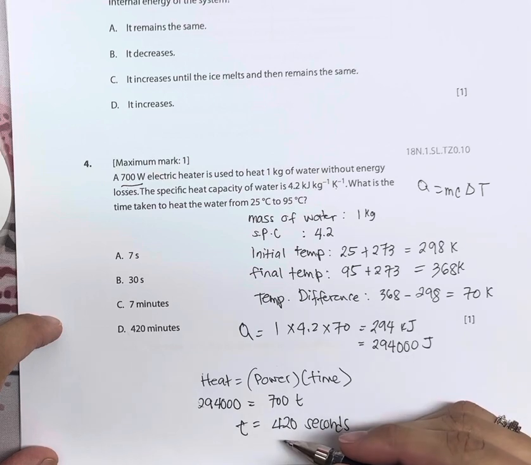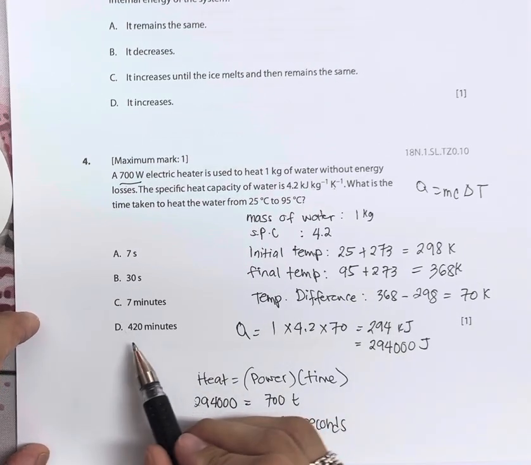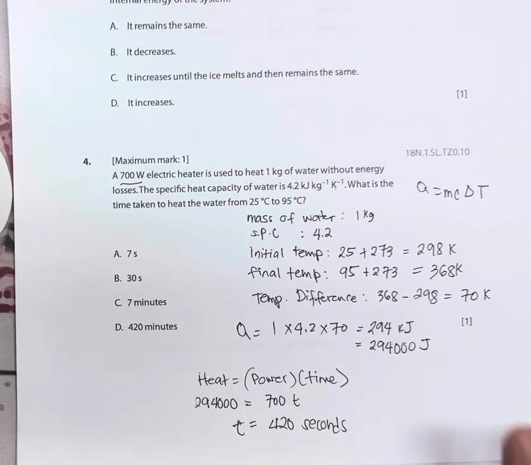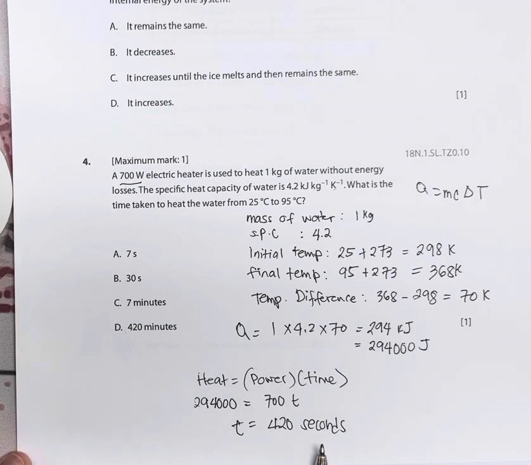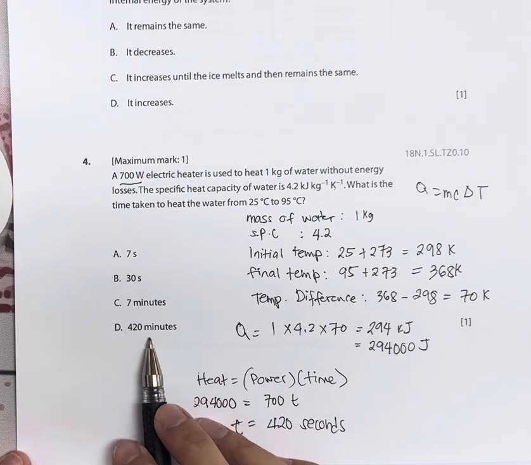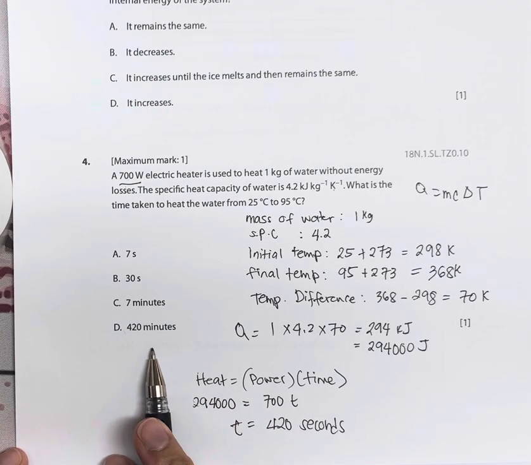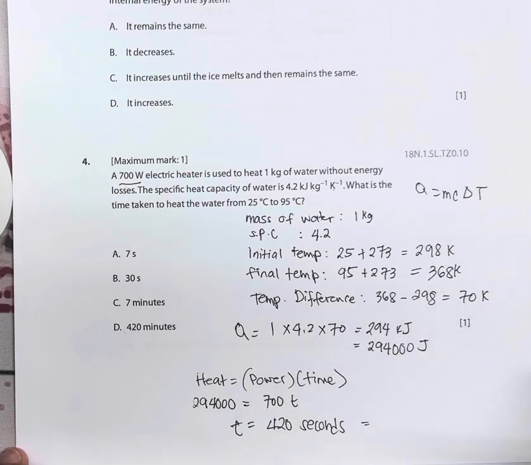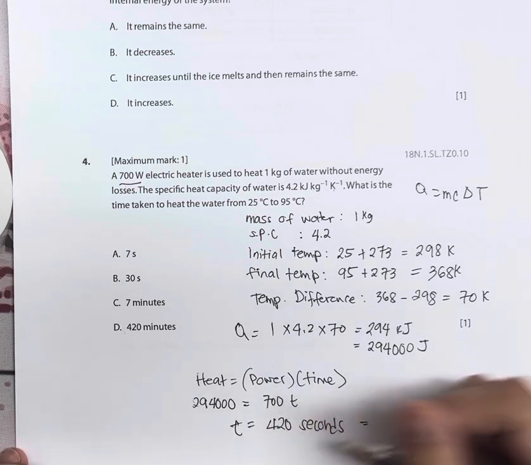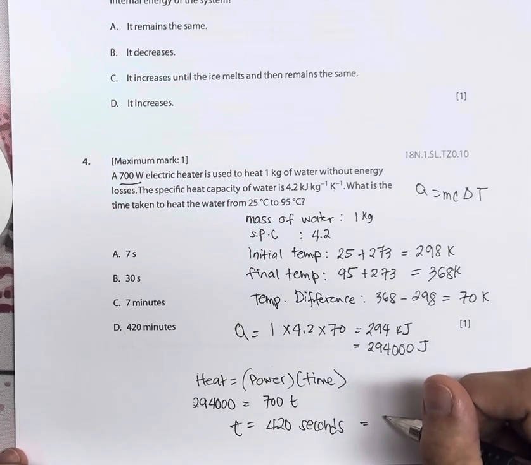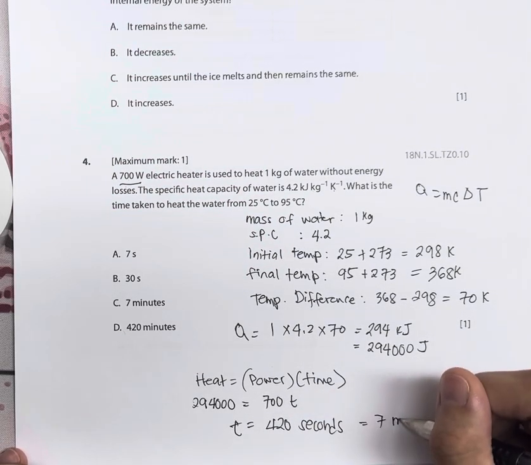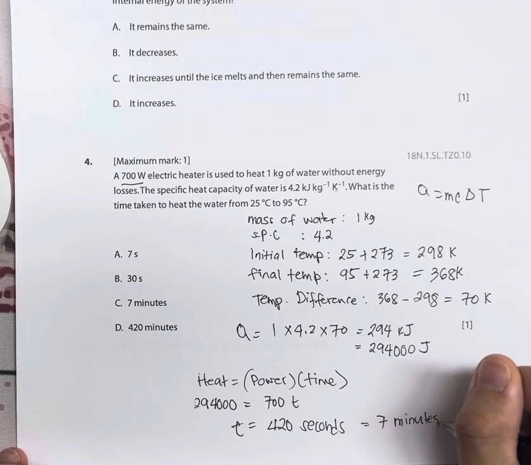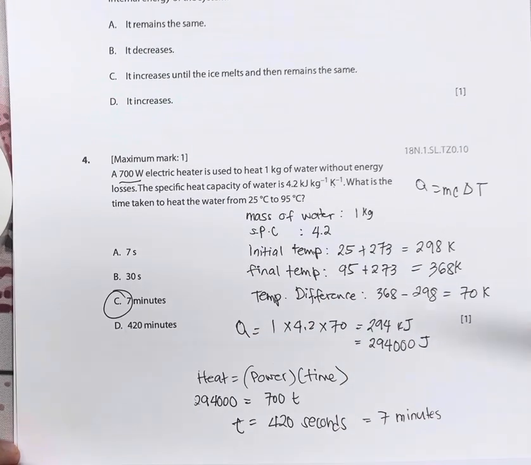Now take note of the unit. Some people, because if you see 420, you get excited, you choose D immediately. But take note that this here is in seconds. The answer that deals with 420 is in minutes. So we have to change this to minutes. If you convert seconds, 1 minute is 60 seconds. Do the math, divide by 60. You should get 7 minutes as your answer. And so the answer to this question would be letter C.